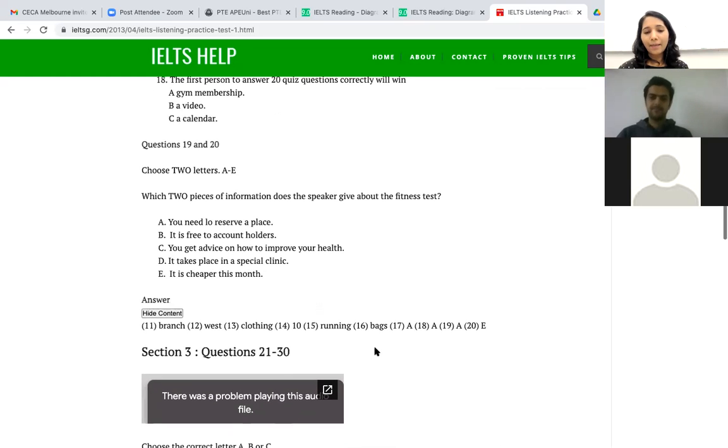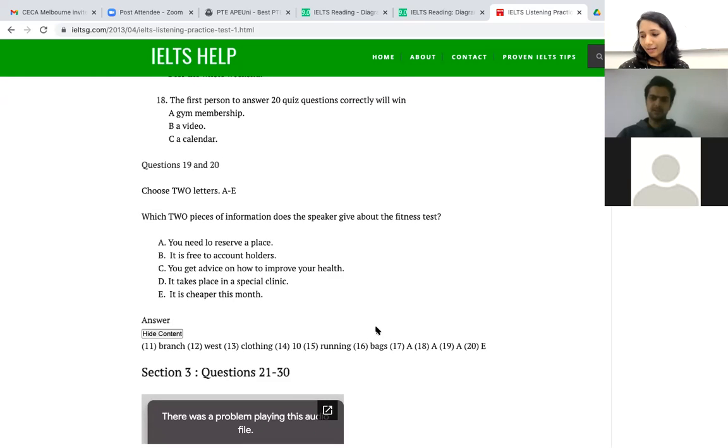16 is bags. I can't find 16. Sports bag. I've written it as sports bag. I couldn't find that one. Even I've written it as sports bags. Sports bags is correct. Yeah.